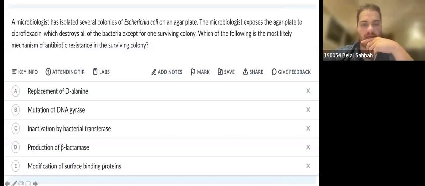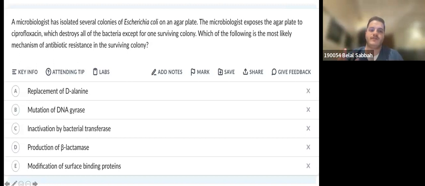All right. These are our last questions. Okay, I got these from Amboss. A microbiologist has isolated several colonies of E. coli on an agar plate. The microbiologist exposes the agar plate to ciprofloxacin, which destroys all of the bacteria except one colony. Which of the following is the most likely mechanism of resistance in this colony, guys? What's happening here?